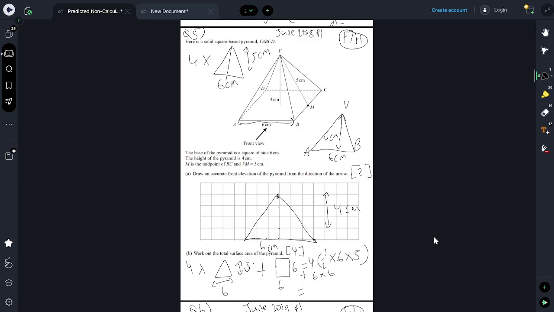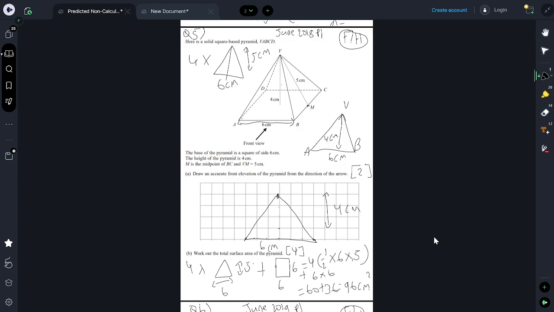So 4 times a half, well, 6 times 5 is going to be 30. Half of that is 15. Then you times by the 4. 15 times 4 is 60. And 6 times 6 is 36. So then this added is 96 centimeters squared. Remember, it's area, so it's centimeters squared. Don't forget your units. So that is the total surface area of the pyramid.